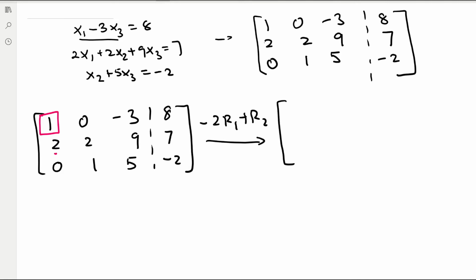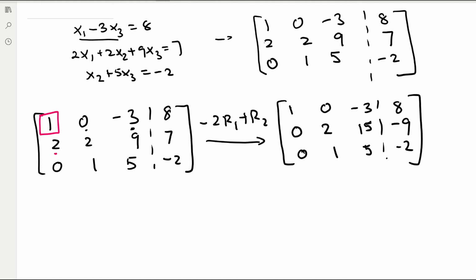Okay, then negative 2 plus 2 is 0. So the first row doesn't change. 1, 0, negative 3, 8. Second row here, 0 times negative 2 is 0. So 0 plus 2 is here. It's going to be 2. Negative 3 times negative 2 is 6. 6 plus 9 is 15. Okay, and 8 times negative 2 is negative 16. Negative 16 plus 7 is negative 9. This is 15. Okay, that's what we have for the second row.